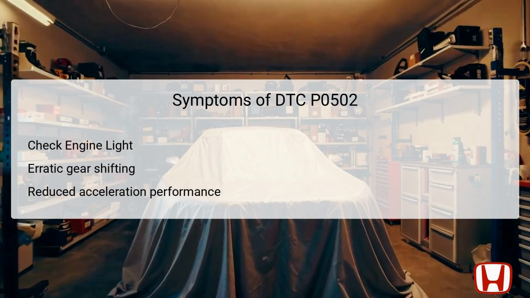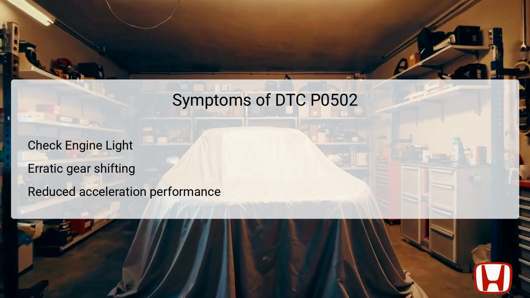The first and most visible symptom of DTC P0502 is typically the illumination of the check engine light on the dashboard. This warning signals that something is wrong within the vehicle's engine or transmission monitoring system. In addition to the warning light, drivers may notice erratic gear shifting behaviors, which could manifest as rough transitions or delays during acceleration. These shifting issues can significantly affect the driving experience, leading to unpredictable performance on the road.